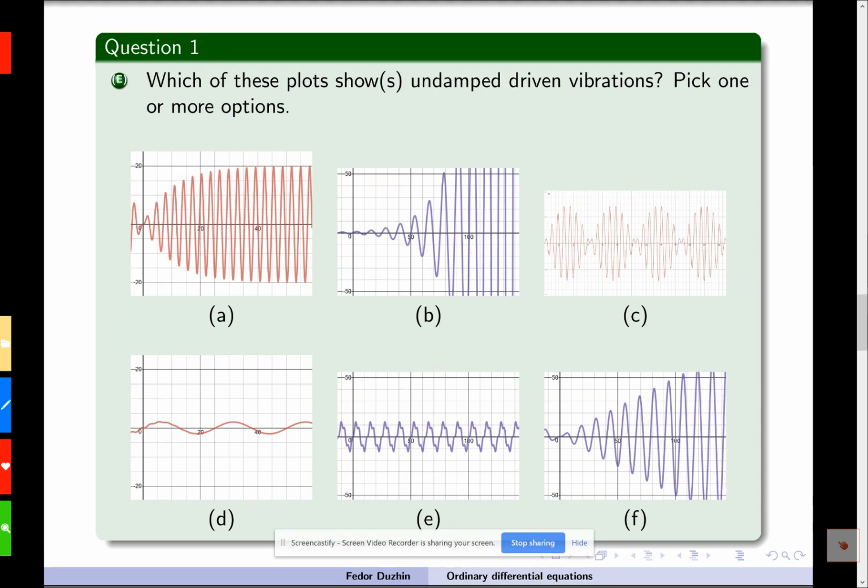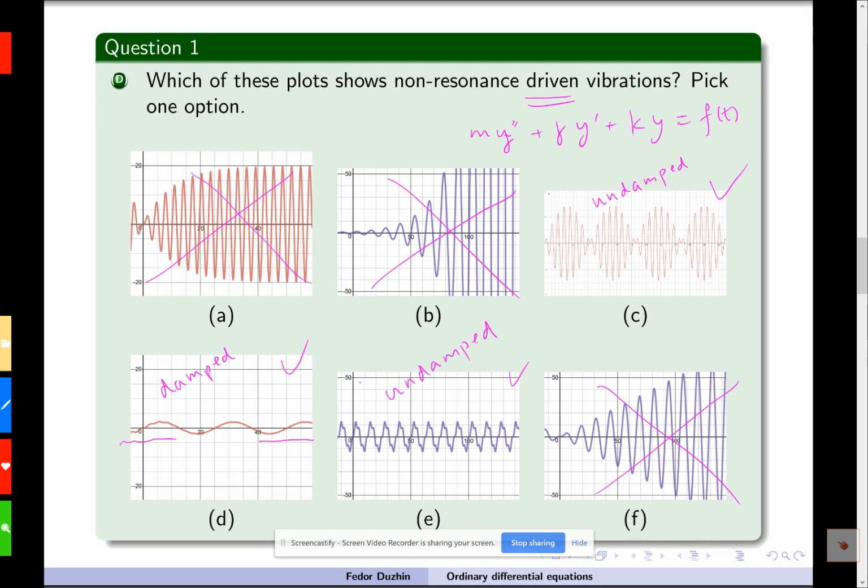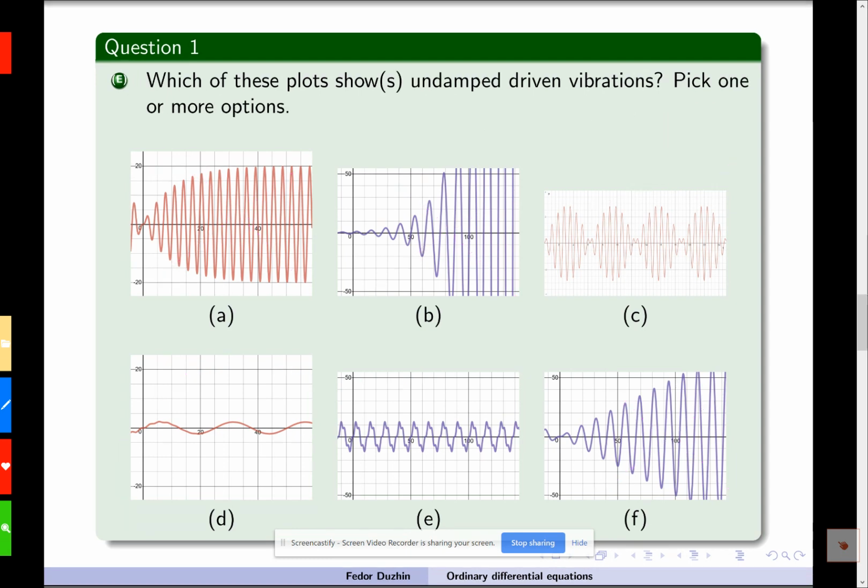Well, now the last question: which of these plots show undamped driven vibrations? As I already explained, the previous question is about all non-resonance driven vibrations, and this question is about undamped driven vibrations. So here we should include those undamped non-resonance cases from the previous question, and also the undamped resonance, because it is also a driven vibration. So then now the answer is C, E, and F.